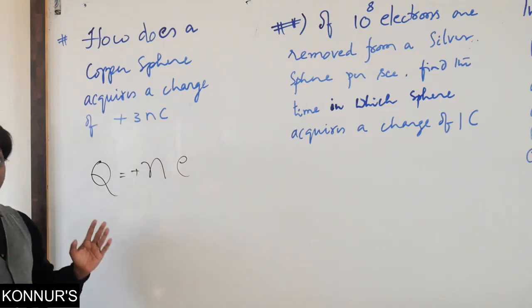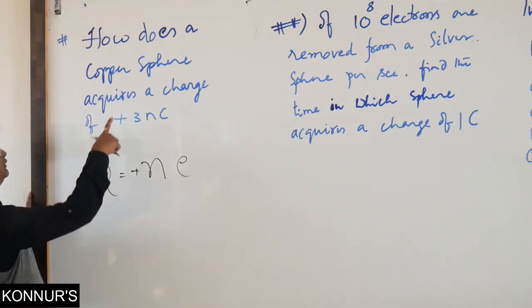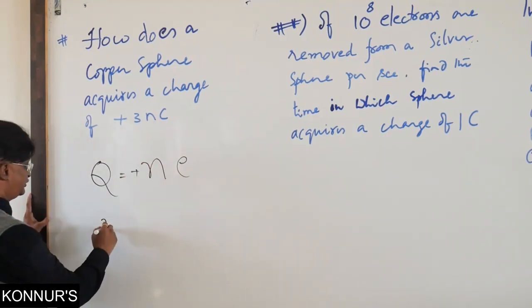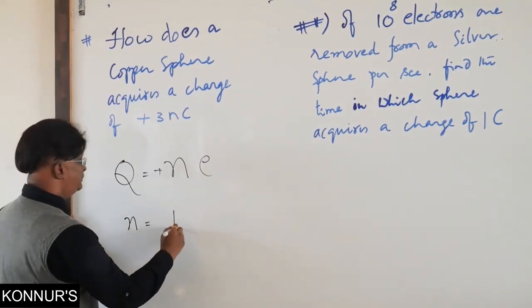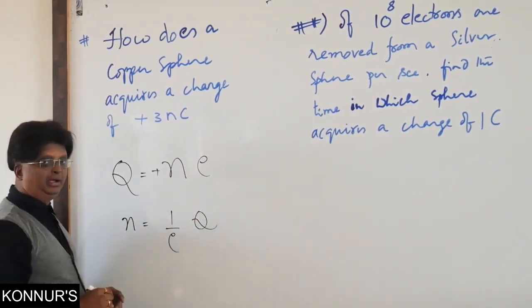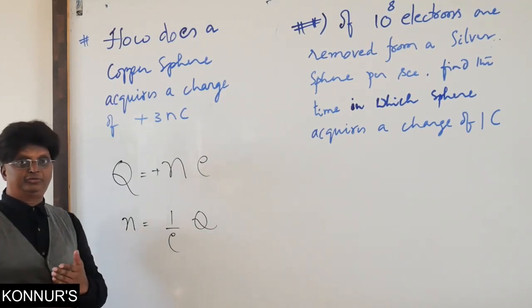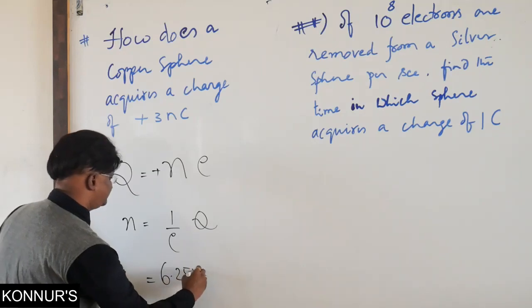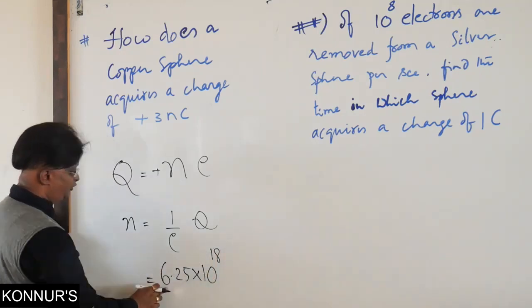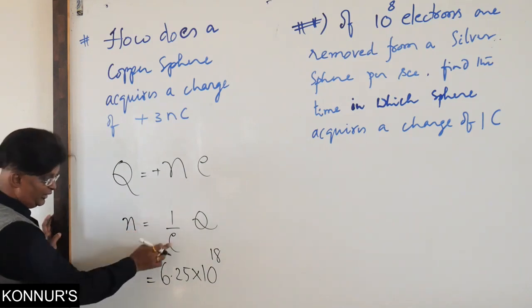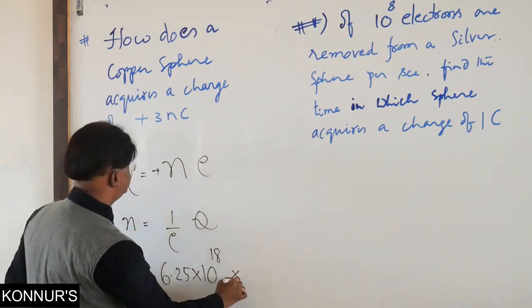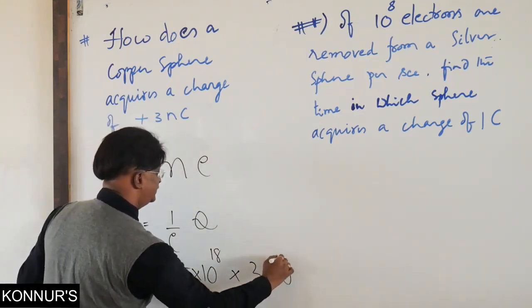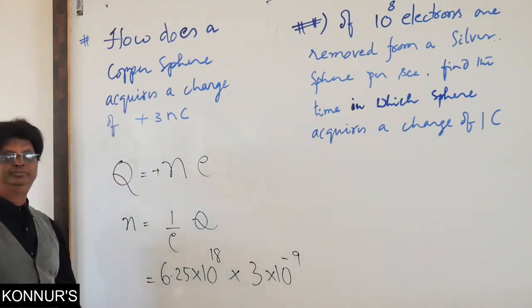Now just substitution of numbers. Q is given to be 3 nanocoulomb and we know the value of E. We want the value of N. Therefore N is 1 by E times Q. And I have told you to remember that 1 by E value earlier, which we can substitute directly. This is 6.25 times 10 raised 18, the value of 1 by E. And this Q is now given to be 3 nano. Nano means the submultiple 10 raised minus 9.